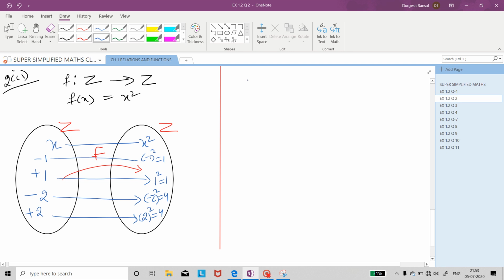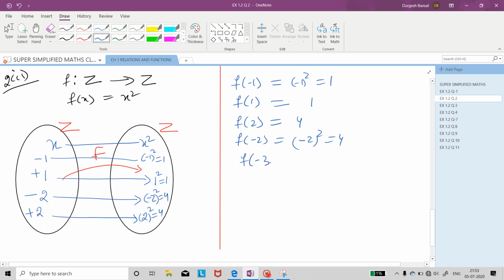So you have seen that if you apply f on -1, you get 1. But if you apply f on 1, still you get 1. If you apply f on 2, you get 4. If you apply f on -2, you still get 4. If you apply it on -3, you get -3 square, which is 9. And if you apply it on +3, you still get 3 square, which is 9.